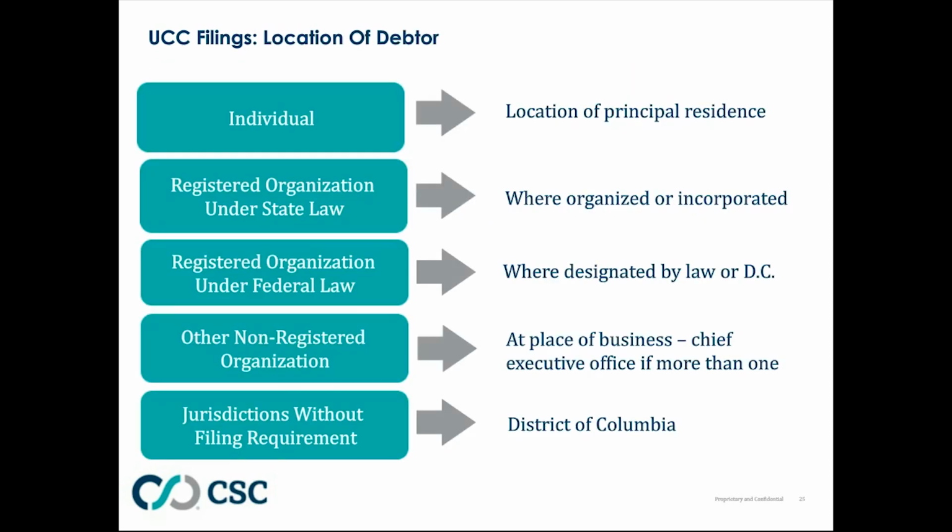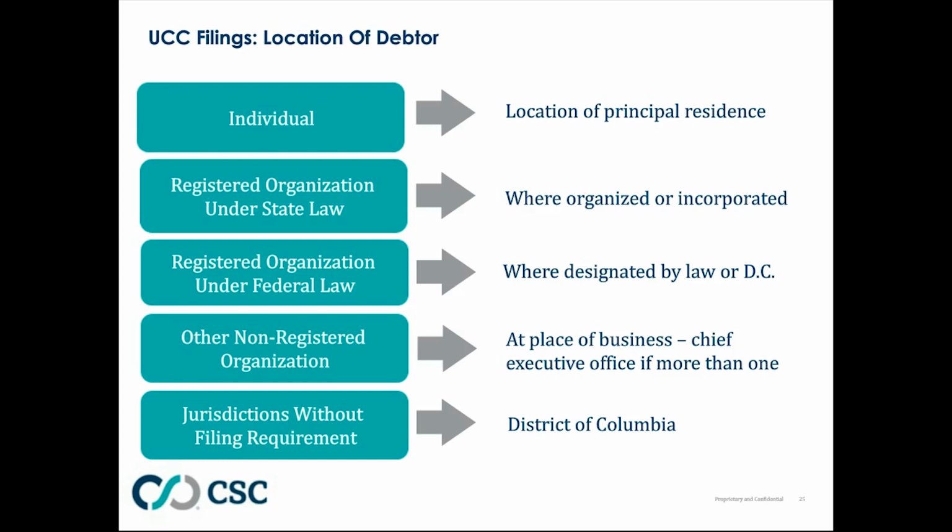UCC filings, determining the location of debtor. So here we have another illustration showing us on the little teal boxes here, which type of entities, and then also on the right, determining the location. So to start off, you have individual. With an individual, you want to go at the location of the principal residence. So you want to file at the location of the principal residence.